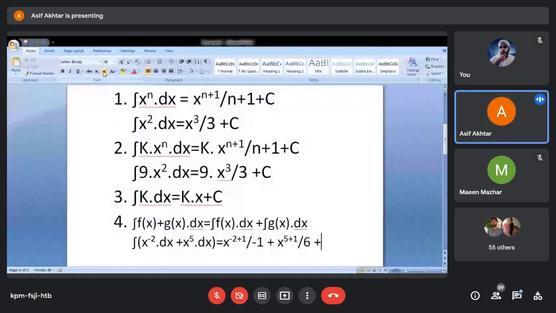So finally, if we simplify, this is x to the power minus 2 plus 1, which simply becomes minus 1, right? And this minus sign, we can write it here also: minus x to the power minus 1, right? Plus x to the power 5 plus 1, that will become x to the power 6 by 6. And this is the constant. So these are some simple rules of taking the integration, right? These are some very, very simple rules of integration.